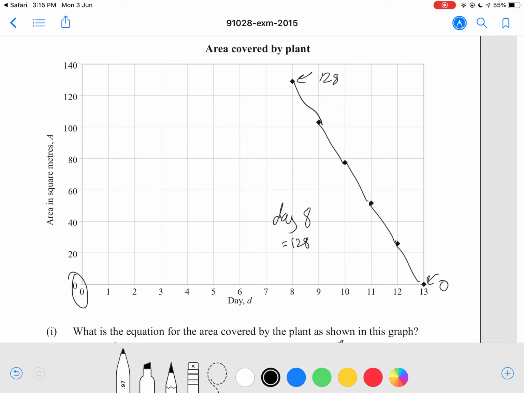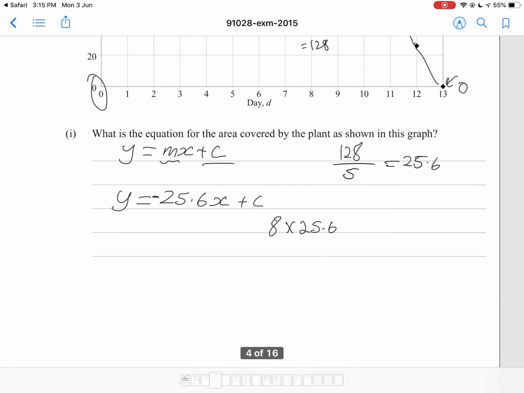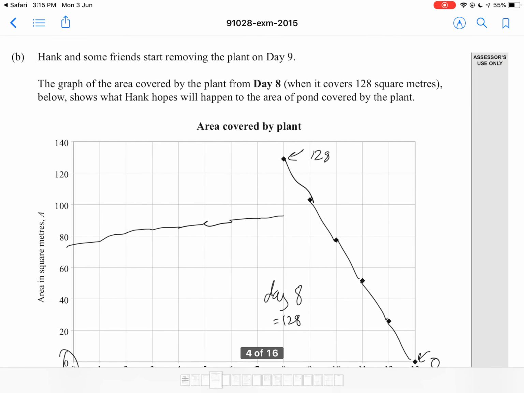Okay, so basically, if we drag this linear graph back, right, we'll say 1 day, 2 days, 3 days, 4 days, 5 days, 6 days, 7 days, 8 days. Okay, so we're going to drag the graph back by 8. Because we found out our gradient is negative 25.6, if we drag the graph backwards, 8 multiplied by 25.6 is positive, because the graph is decreasing, not increasing, okay?